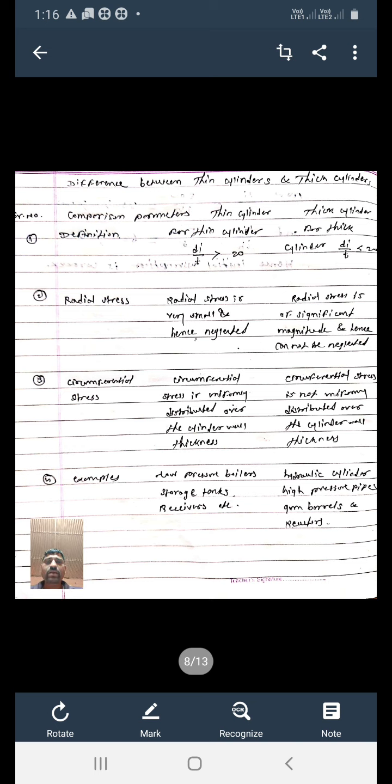And for the fourth parameter, you can write different examples for the thin cylinder and thick cylinder. Thin cylinder: low pressure boiler, storage tank and receivers, etc. And thick cylinder: hydraulic cylinder, high pressure pipes, gun barrel, reactors, etc. Remember that sometimes in the end sem examination you will get the question on the difference between thick cylinder and thin cylinder. Then write that difference with the help of different parameters.